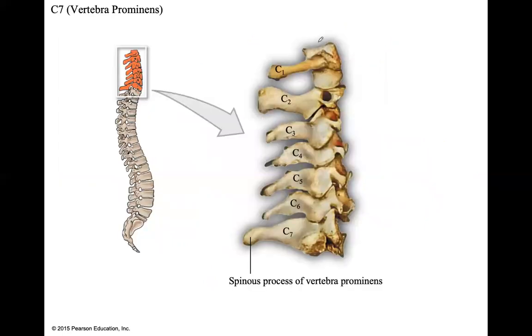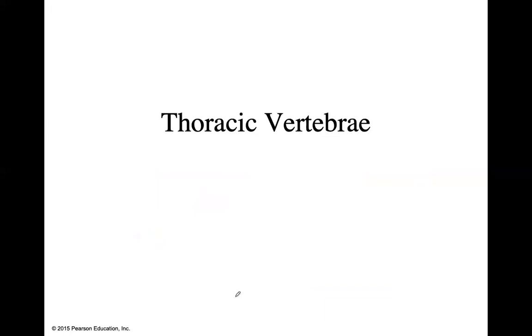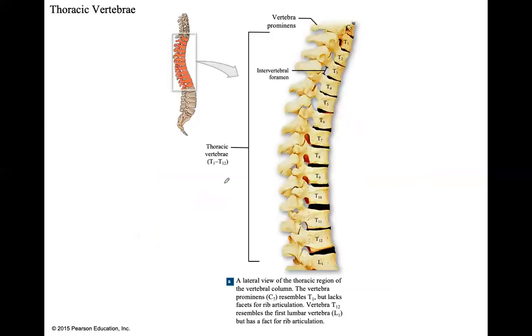Okay, so there's your cervical curve. That's your lordosis, C1 through C7. We see that C7 has the vertebra prominens, the most prominent spinous process. Let's look at the thoracic vertebrae. Thoracic vertebrae are T1 to T12. That's our kyphosis. And there's your intervertebral foramen. This is the hole that is formed when the superior articulating facet joins with the inferior articulating facet, and they create a hole called the intervertebral foramen.